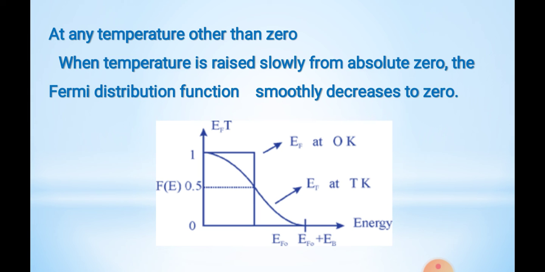At T is equal to 0 Kelvin, we have already discussed. At T Kelvin, what happened to this curve? It is not a straight line. It automatically goes on decreasing and reaches the value of 0. And at E is equal to Ef level, the f of E value at the intersecting point in this graph is equal to 0.5, as shown in this diagram. Okay, so this is the Fermi function and its variation with respect to temperature.